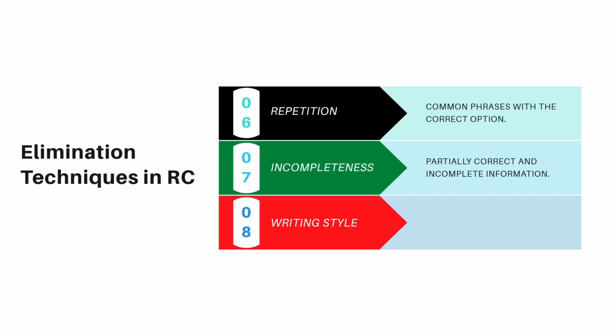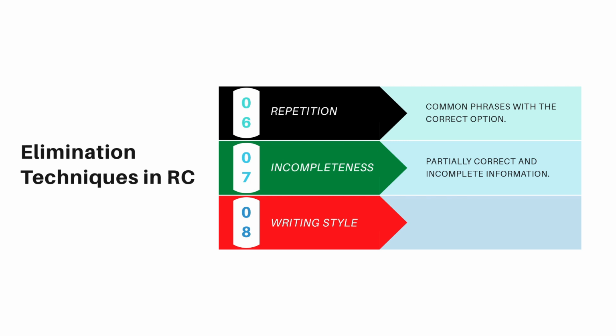The next one is repetition. These kinds of options will have certain phrases in common with the correct option, thus leading to confusion in the mind of the test takers. The best approach in questions where the options have repeated phrases is to read the options without these phrases, or you can simply take these common phrases and analyze the remaining part of the option. Repetition is generally used to increase the option length so that it becomes somewhat difficult to read.